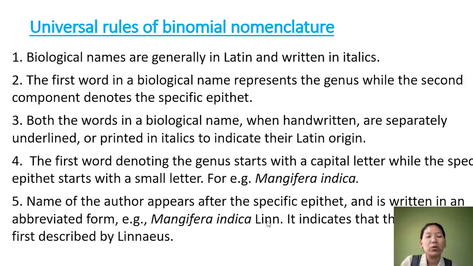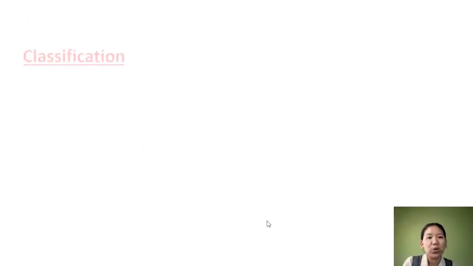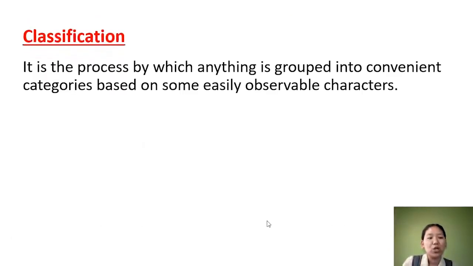Now again, it's very challenging to study all the organisms and also describe their particular features. So it becomes necessary that we classify them, group them into convenient categories. That is what we call classification. Classification is the process by which anything is grouped into convenient categories based on some easily observable characters.